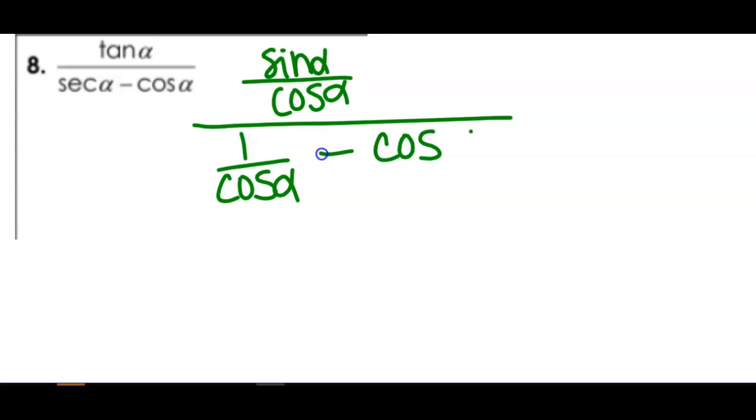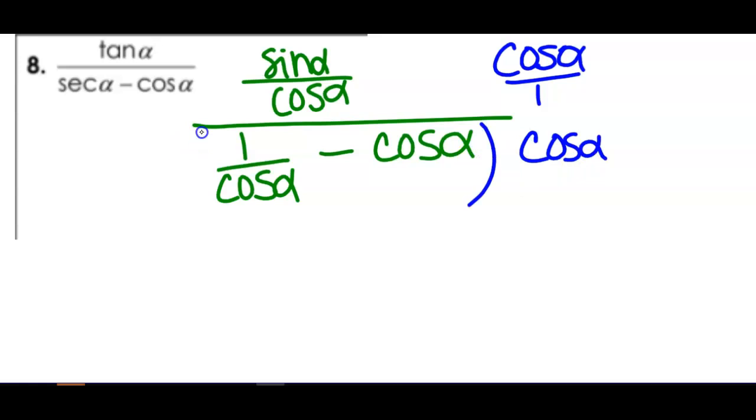Okay. The trick in calc that they use a lot is when you have a complex fraction, you have fractions within fractions, you figure out what the common denominator would be, and the only denominator in this problem is cosine. So you multiply the whole top by cosine, and you multiply the whole bottom by cosine as well, or cosine over 1, because that's just a form of 1, okay? And then you're going to get rid of your denominators and you end up with a single fraction.